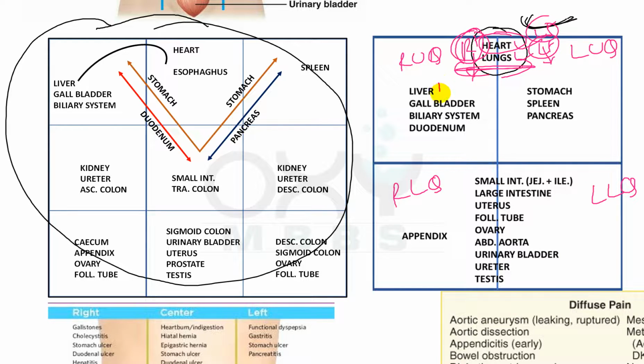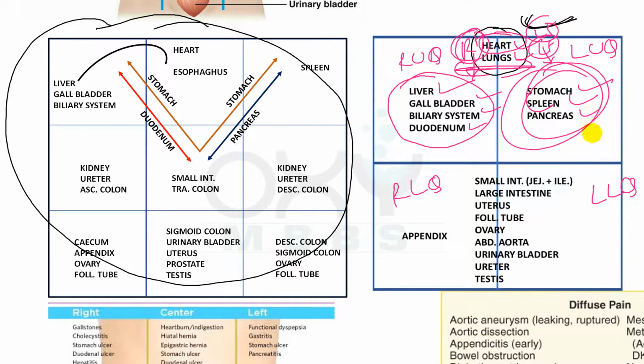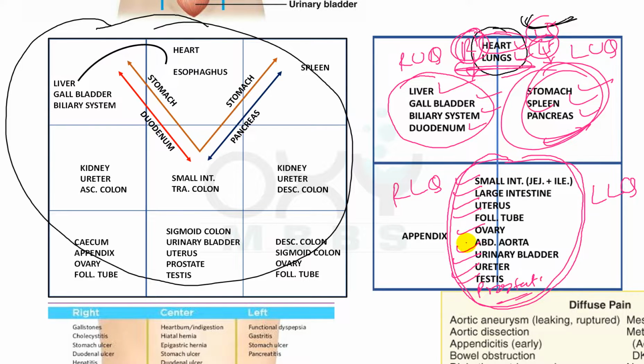Now friends, if there is pathology in the liver, gallbladder, biliary system and the duodenum, then you will find pain only in the right upper quadrant. And if there is pathology in the stomach, spleen and the pancreas, then you will find pain only in this quadrant. But my dear friends, one thing is very important: the small intestine, large intestine, uterus, fallopian tube, ovary, abdominal aorta, urinary bladder, ureter, testes and prostate are all present in the midsection. Therefore, if there is any pathology in these organs, pain will be felt in this quadrant as well as in this quadrant. So if there is any type of pain in the right lower quadrant or in the left lower quadrant, you must think there is pathology in these different organs. But the appendix is present in the right lower quadrant.